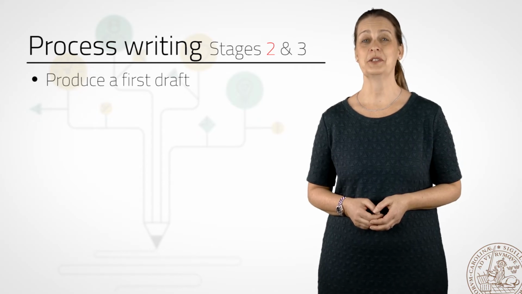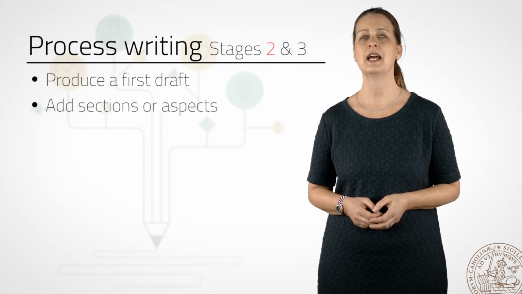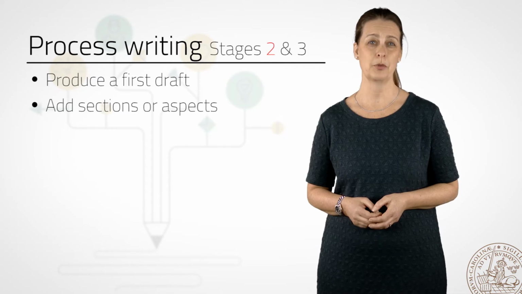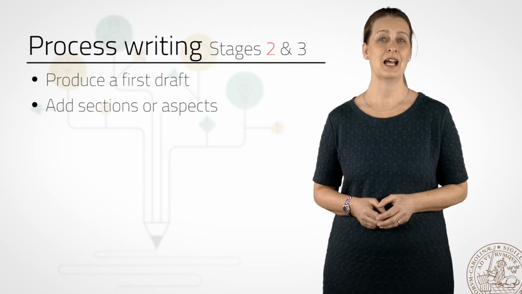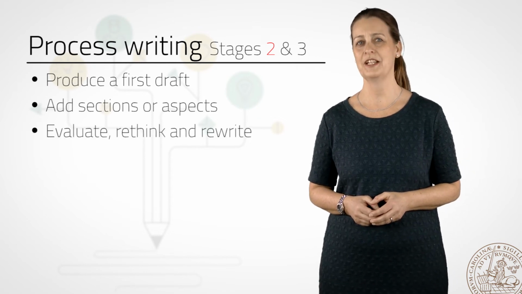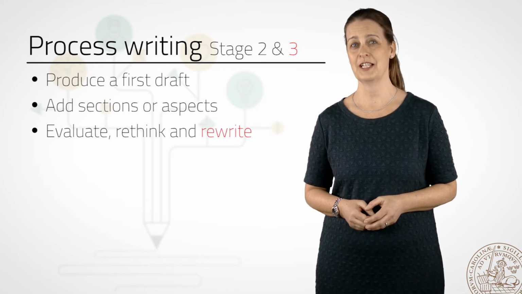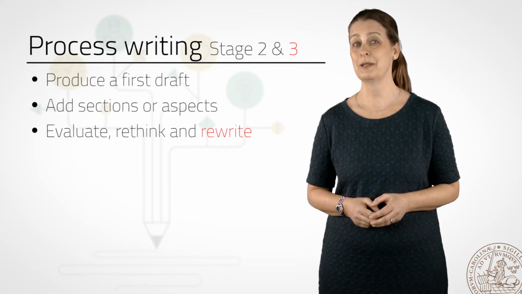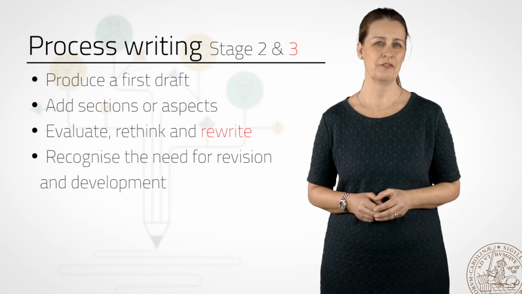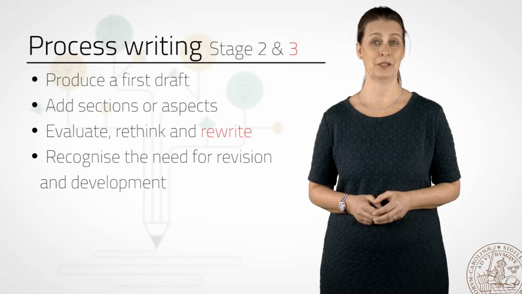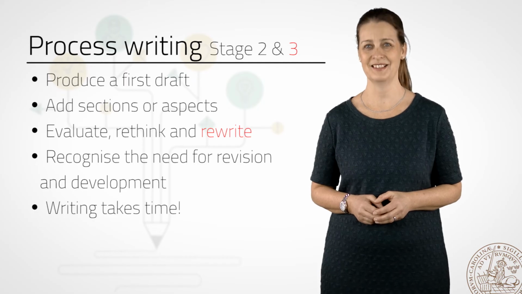As you write, you are likely to discover that some of your initial ideas don't work or that you need to add some section or aspect that you didn't know of or think of at the pre-writing stage. A good thing about process writing is that it caters for that development, as you are expected to evaluate, rethink and rewrite as you work on your text. In fact, rewriting, which is the third stage of the writing process, may well take up as much time as the initial writing. It's thus important to recognize the need for revision and development. Writing a perfect text at once is difficult, maybe even impossible. In other words, writing takes time.